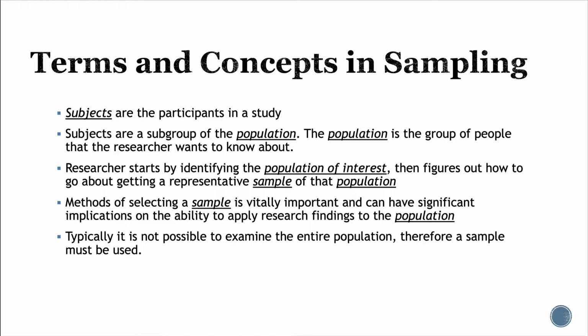So methods for selecting the sample are going to be really important and can have very significant implications on the ability to apply research findings to the population. We see this in the research a lot. A lot of studies have been done not on humans, but on rats. That's because you can do things to rats that you can't do to humans. Those studies are really useful. We've learned really important things from those, but it's difficult to really say that what we saw in the rats is very similar to what we'd see in humans.